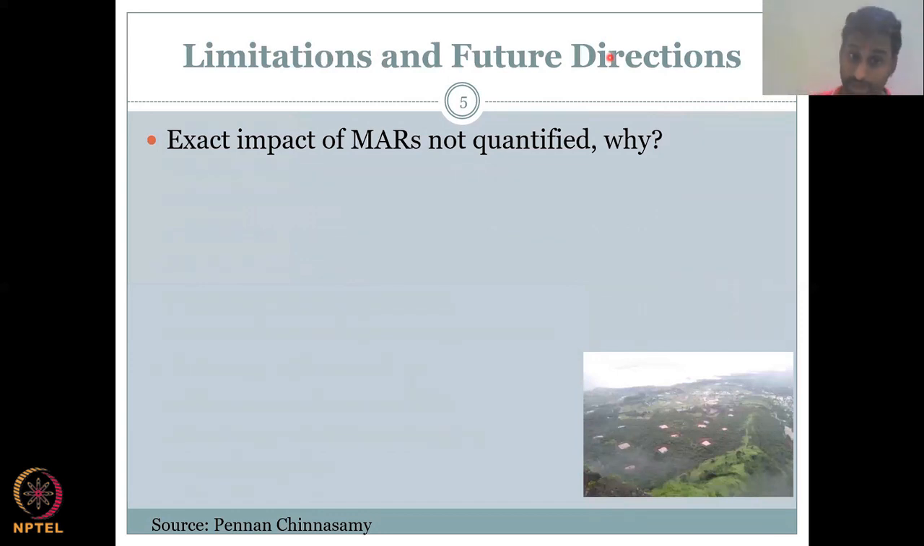First, the exact impact of MAR is not quantified. Exactly. Quantified, not qualified. Qualified or qualitative, all these are terms that you could use without numbers. You can say that, oh, the groundwater recharged well. The groundwater is good quality, but there's no number. So that is where qualitative stands.